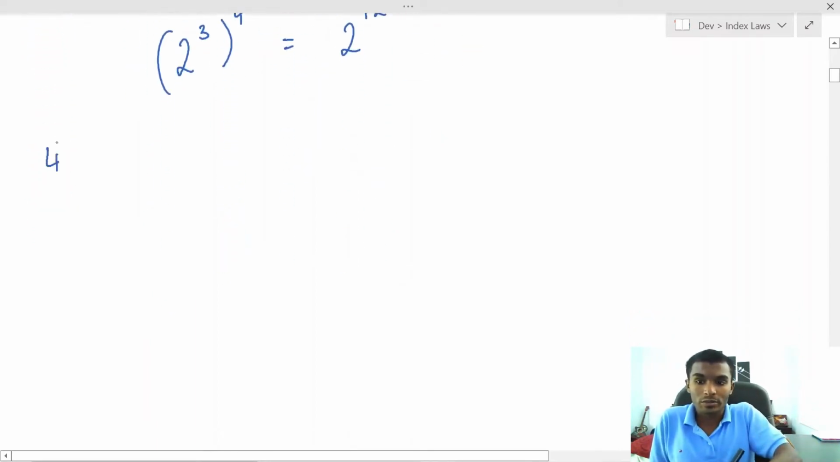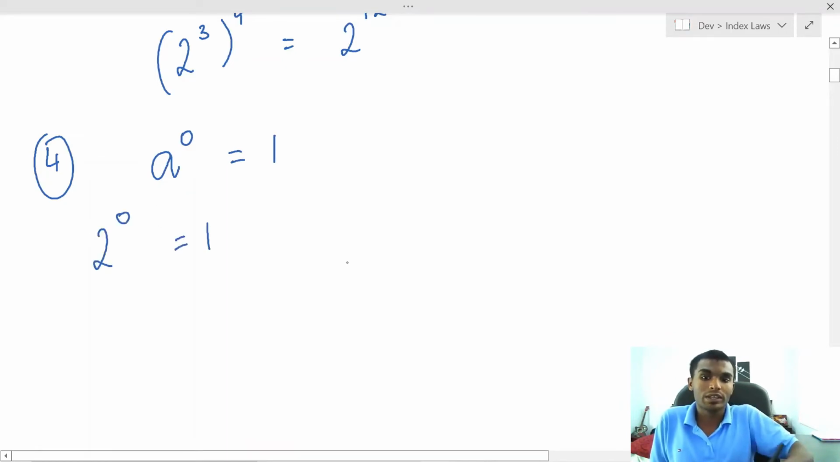The fourth rule is arguably the easiest of them all. If you have any number to the power of 0, it's always 1. So let's say we have 2 to the power of 0, it's going to be 1. But even if we had, say, 17 to the power of 0, it's still going to be 1.